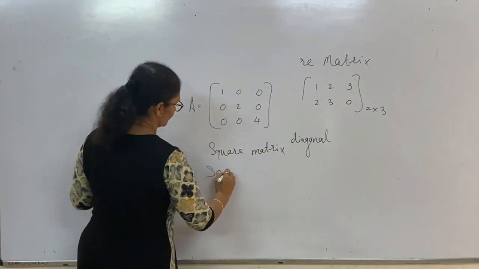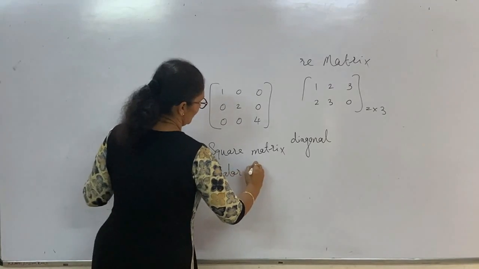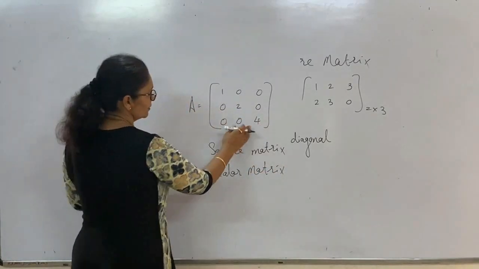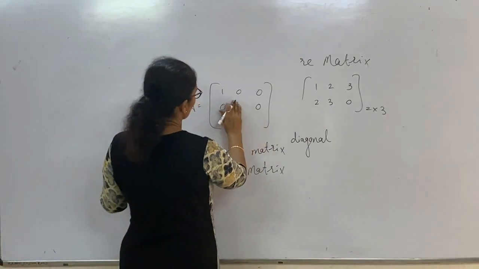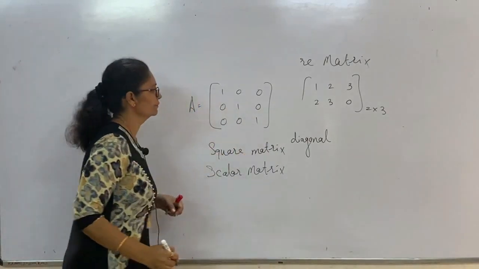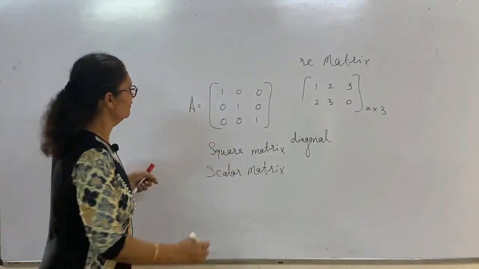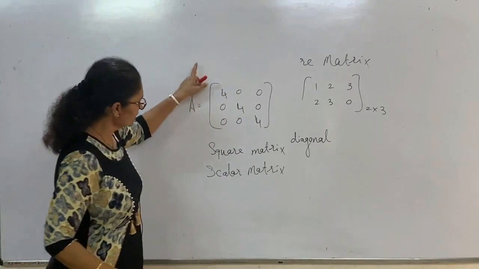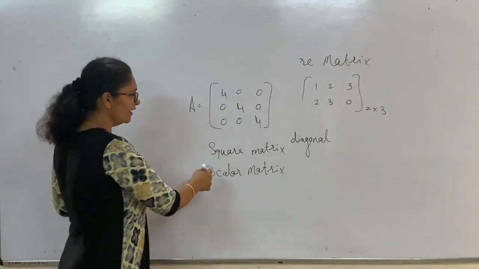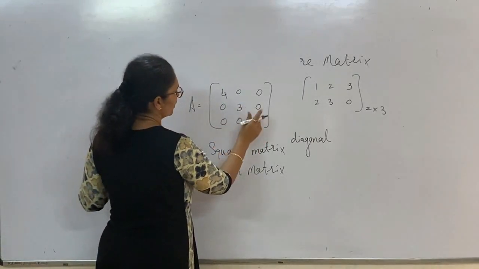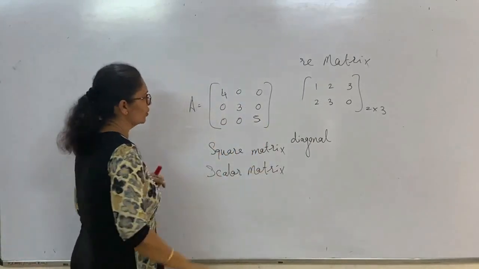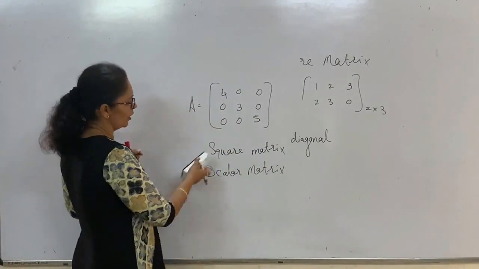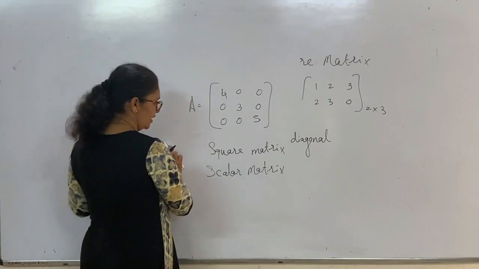Now scalar. A scalar matrix also has a diagonal. Suppose I have taken 1, 1, 1. If all three elements are the same, let's take one simple example, 4, 4, 4. This is your scalar matrix, but if I write 4, 3 and 5, this is called your diagonal matrix. So there is a minor difference between diagonal and scalar matrix.